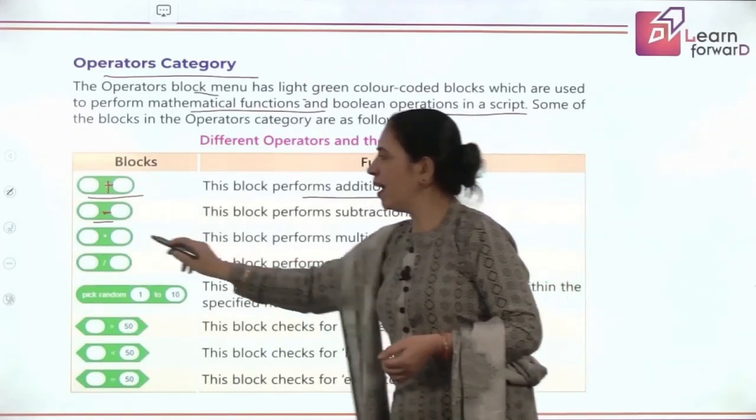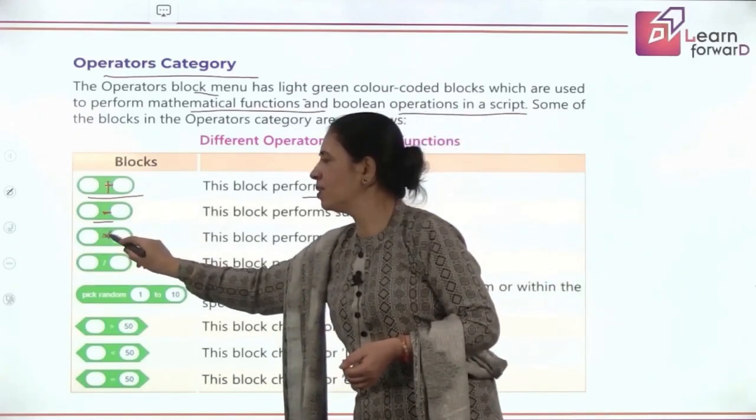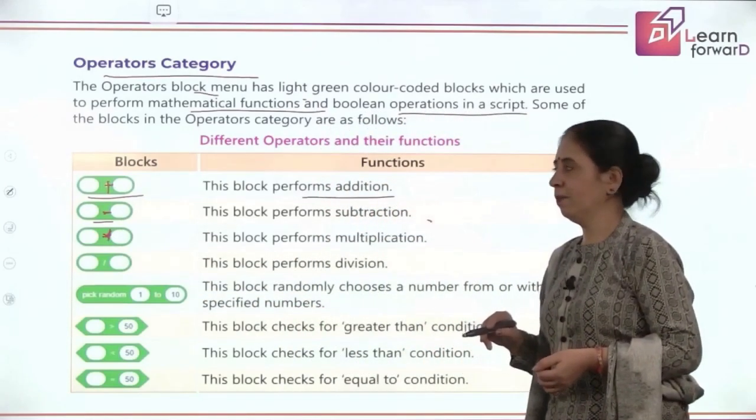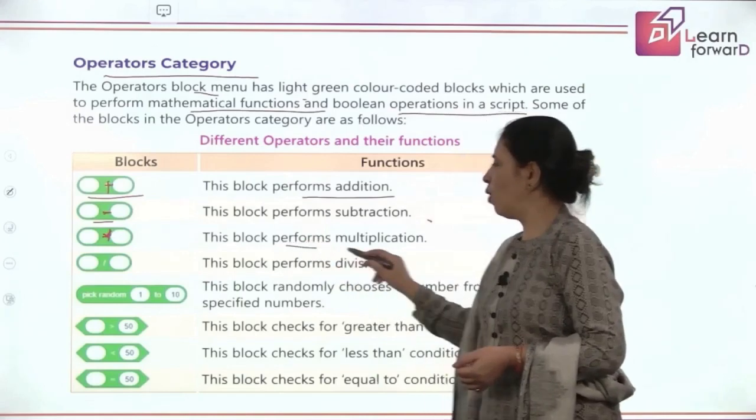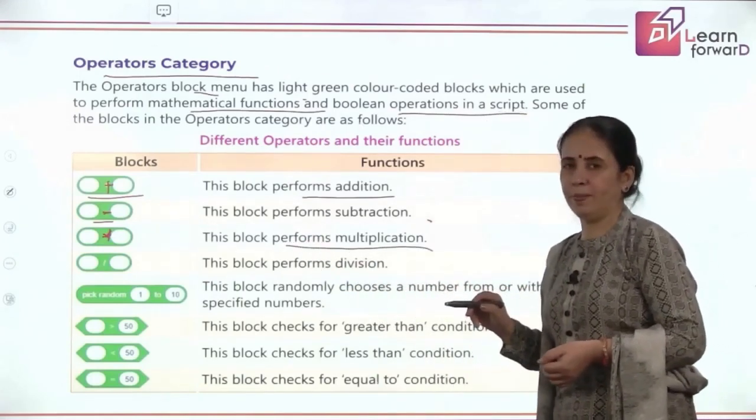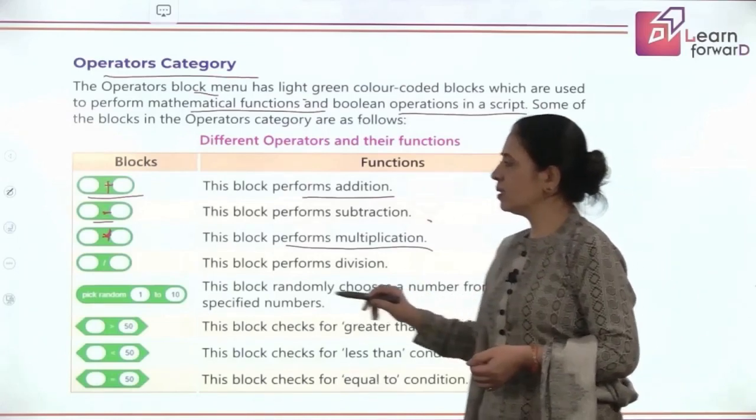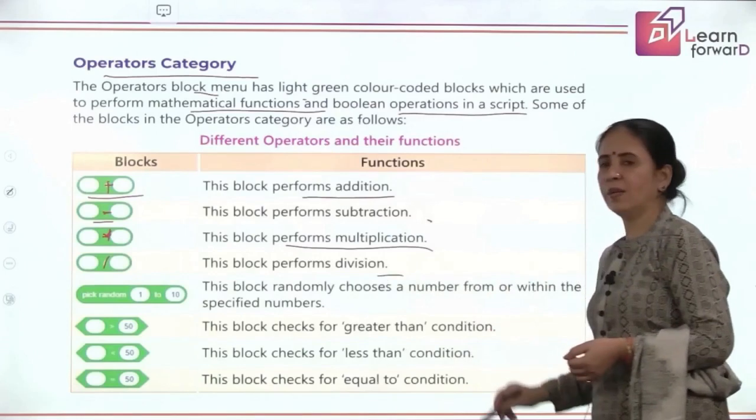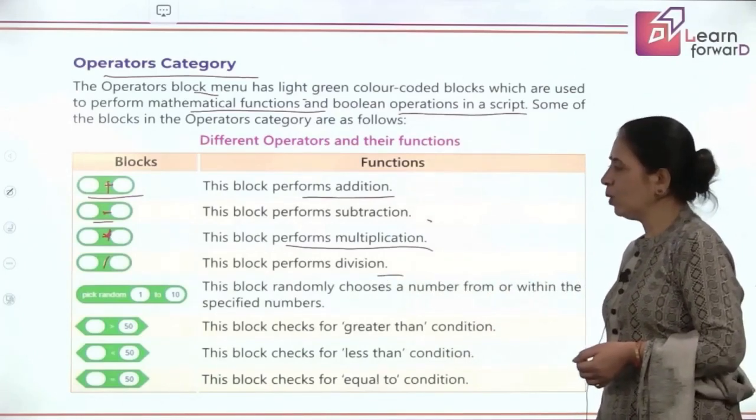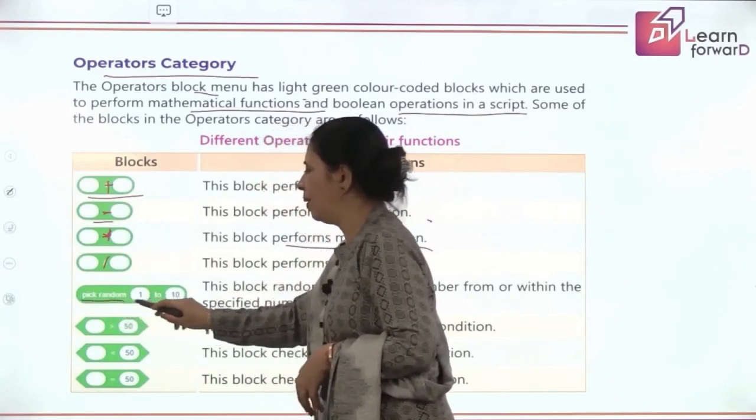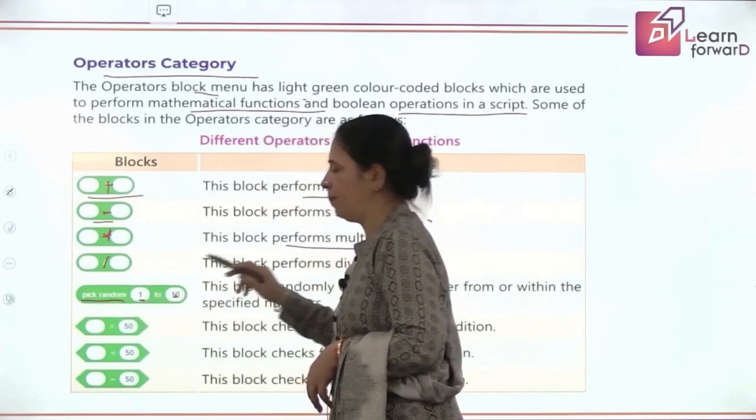Then we have an asterisk mark here. Children, this asterisk mark is symbolizing multiplication. So this block performs the multiplication of two numbers. It could be two variables as well. And in the same way, we have a division block. It performs the division. Now coming to the next block, we have pick random, and two numbers are placed there.